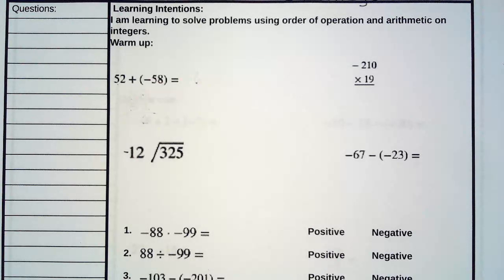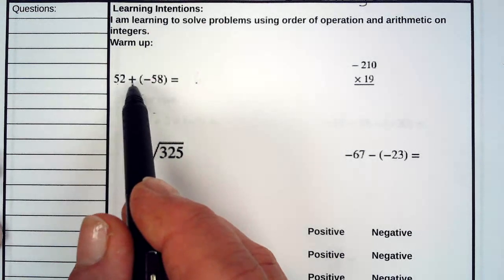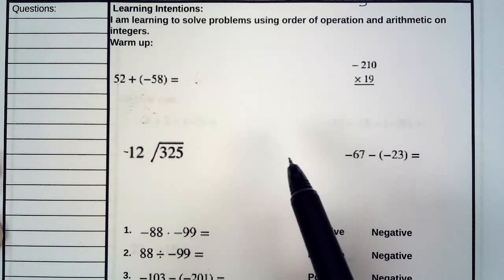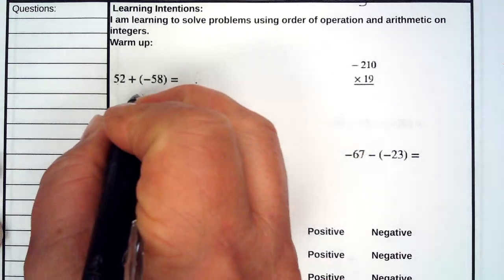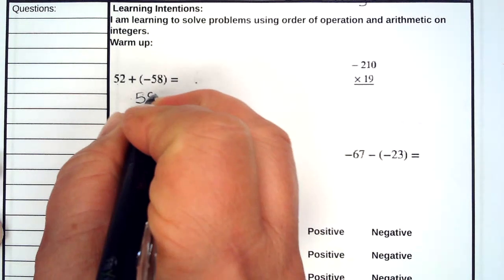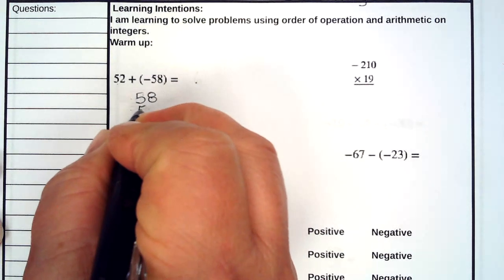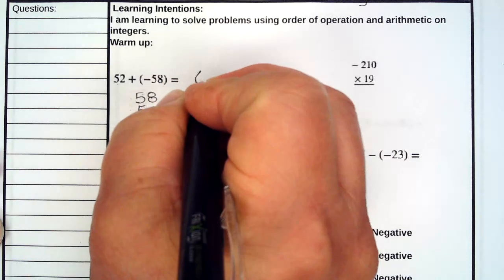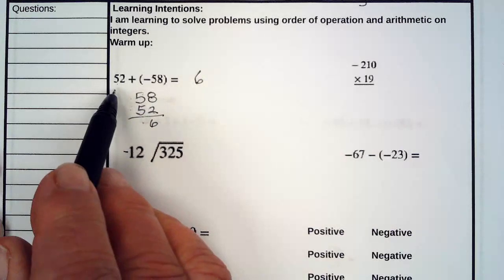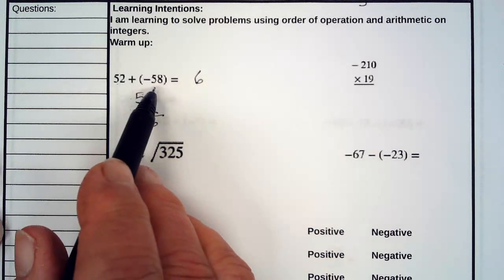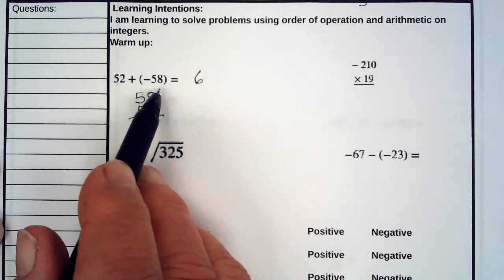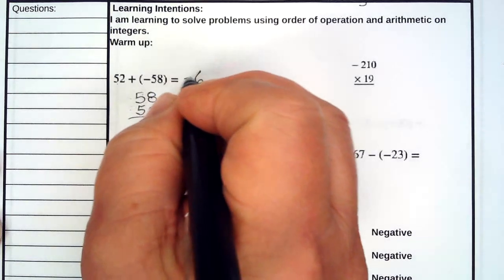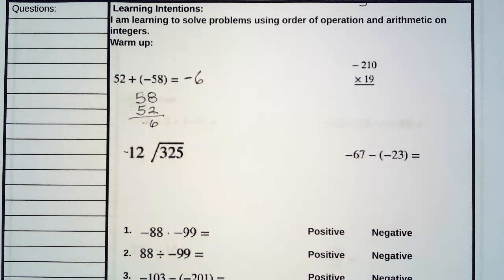For the first one, we've got a positive number added to a negative number. Because their signs are opposite, we know we have to find their difference. 58 minus 52 gives me 6. Now I'm looking, which one is larger, 52 or 58? 58 is larger. It has the negative sign, so this becomes a negative 6.